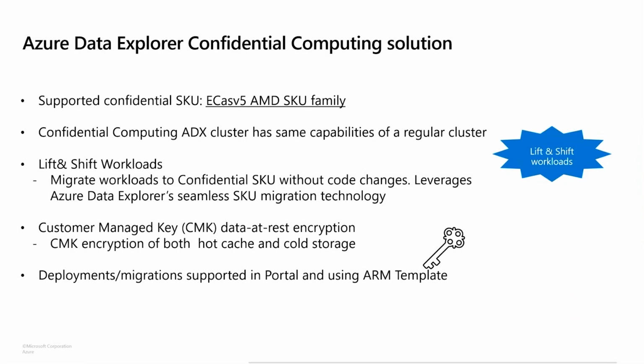The recommended SKU for Azure Data Explorer is the EC-ASV5 SKU family. To create a confidential Azure Data Explorer cluster, simply select an EC-ASV5 SKU during cluster creation. It is simple as that. In addition, if you wish to migrate an existing ADX cluster to a confidential SKU, all you need to do is to select a confidential computing SKU as the target SKU. There's no code changes required in order to support this migration. It is a lift and shift, simple migration experience.